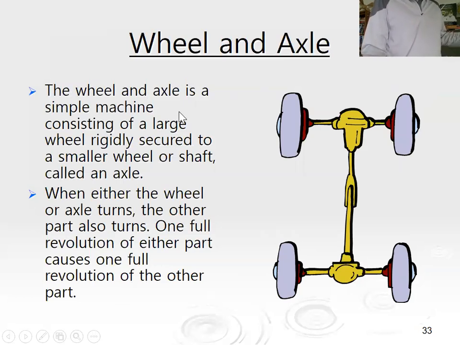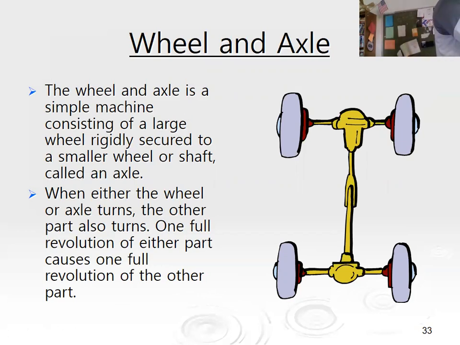A wheel and axle, we all know this. A wheel and axle is a simple machine consisting of a large wheel rigidly secured to a smaller wheel or shaft called an axle. We all know the most common type of wheel and axle, don't we? I mean, the picture of it's right there. Your car has a wheel and axle, correct? That's the most common type. Now, let me ask you a question.